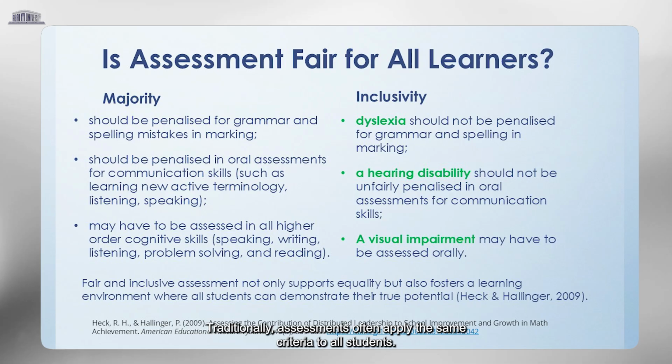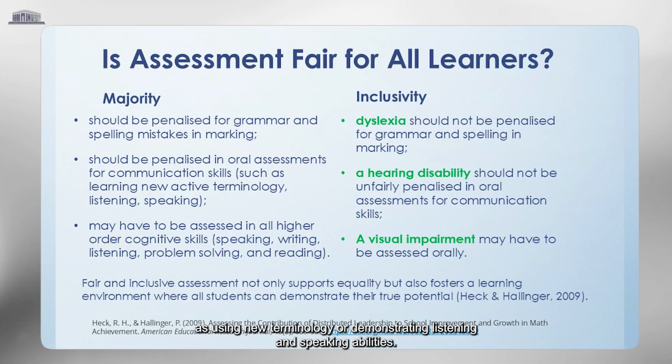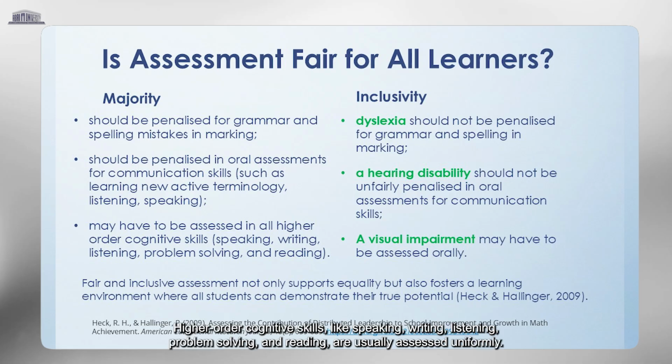Traditionally, assessments often apply the same criteria to all students. For example, grammar and spelling mistakes may lead to penalties in written work. Oral assessments may penalize students for communication skills, such as using new terminology or demonstrating listening and speaking abilities. Higher order cognitive skills like speaking, writing, listening, problem solving, and reading are usually assessed uniformly.